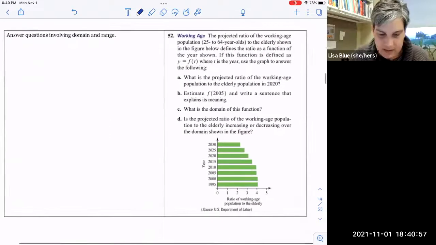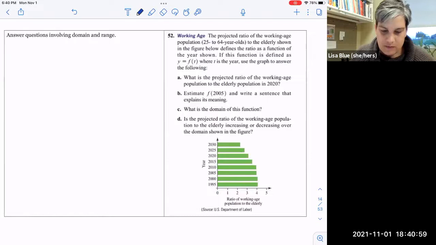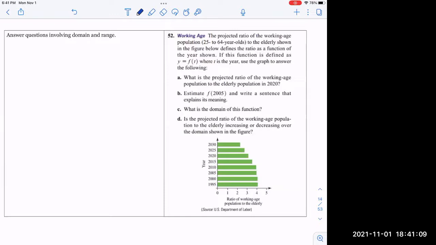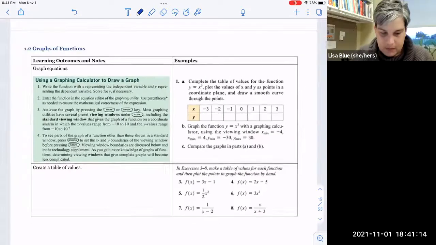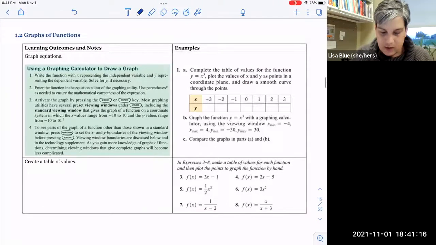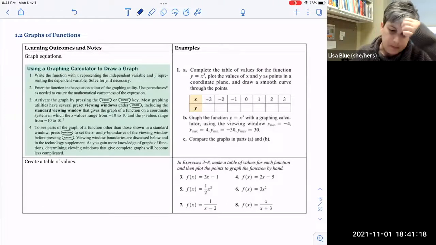All right, so the next learning outcome, answer questions involving domain and range. Do we want to see 52? I'm good on domain and range. Okay, wonderful. All right, so then this brings us to our second section, graphs of functions.